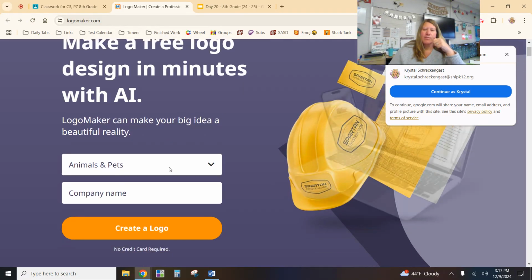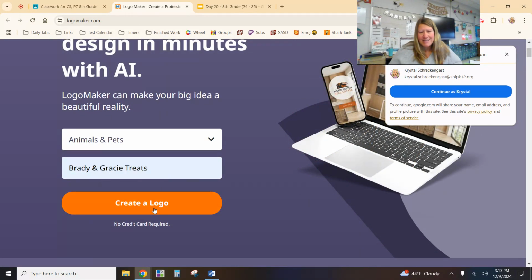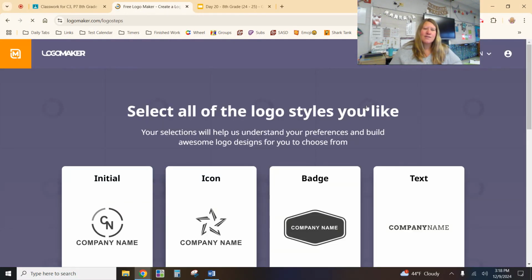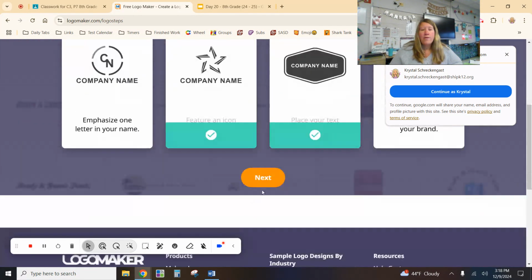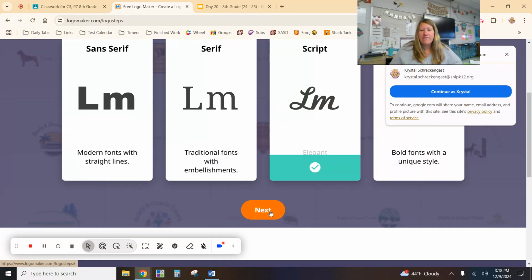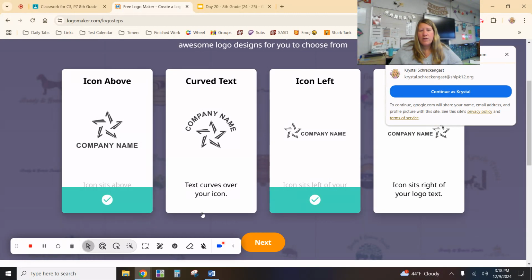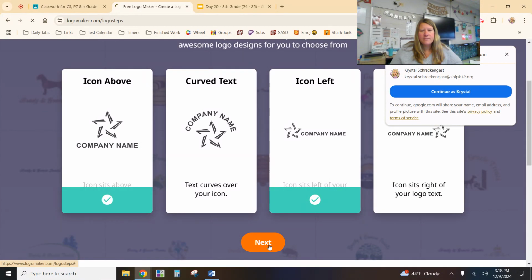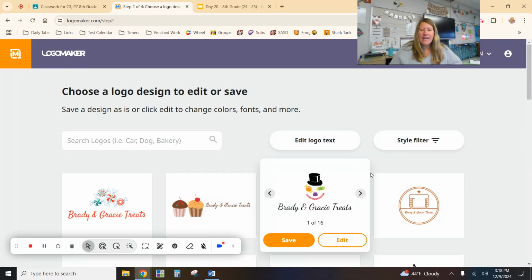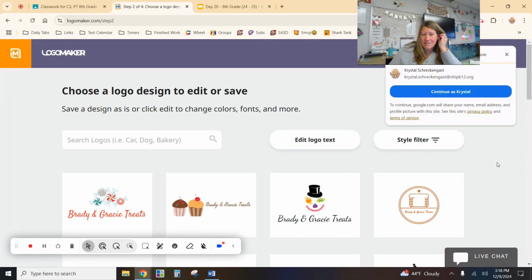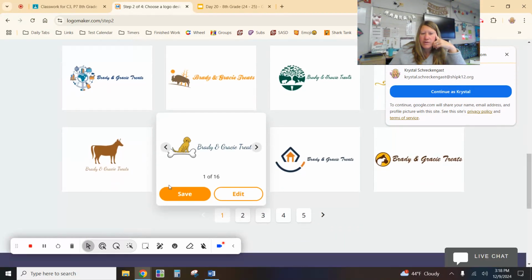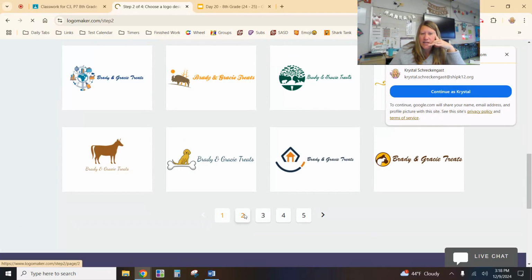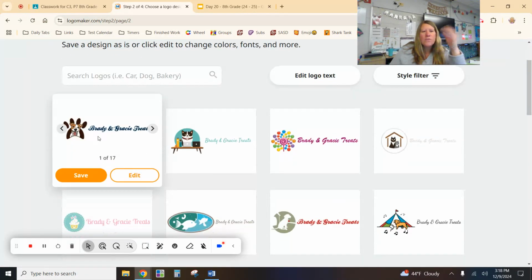So if I wanna do animals and pets, I'm gonna have Brady and Gracie treats, because that's my cats. I'm pretty obsessed with them. You're then gonna go through different options of things that you would like. I don't know why this keeps popping up. And then what kind of fonts would you like? What do you want it to look like? All right, and it gives me some options. Well, these don't really have animals, unfortunate. But I can go down through and I can maybe find myself some cats. There's other pages.